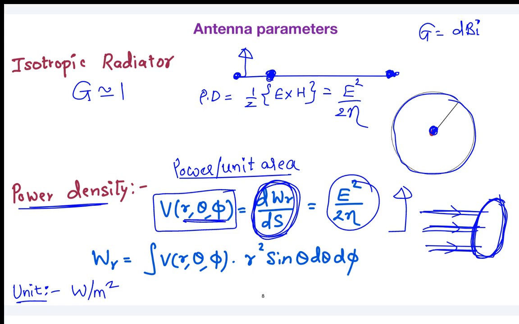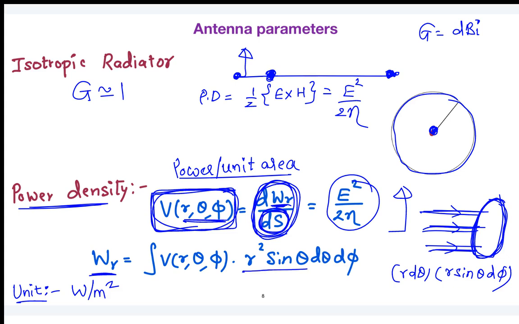And now the reverse. Suppose we know the power density, how do we find the power? The total power can be found by multiplying the power density with the area. When you are talking about this particular area, your r will be constant. So when you see the surface, the change in theta will be r into d theta, and the change in phi will be r sine theta into d phi. That is the reason why I have written r square sine theta d theta d phi. If I want to explain this again, I have to go back to the first class where you defined the differential surface for a constant r surface.